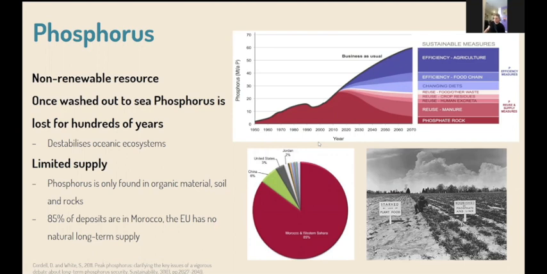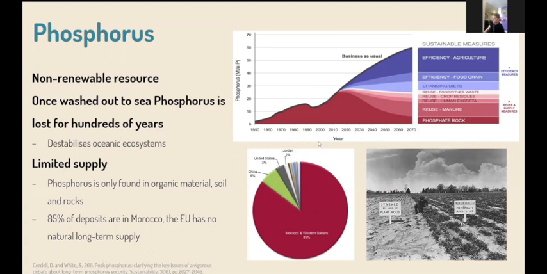And once it's used and washed out into rivers and oceans, it stays in the oceans for hundreds of years. It's usually only in the solid form or in organic matter. There's no gas phase where we can pull it from like we can with nitrogen, and it's lost. So it's in limited supply.